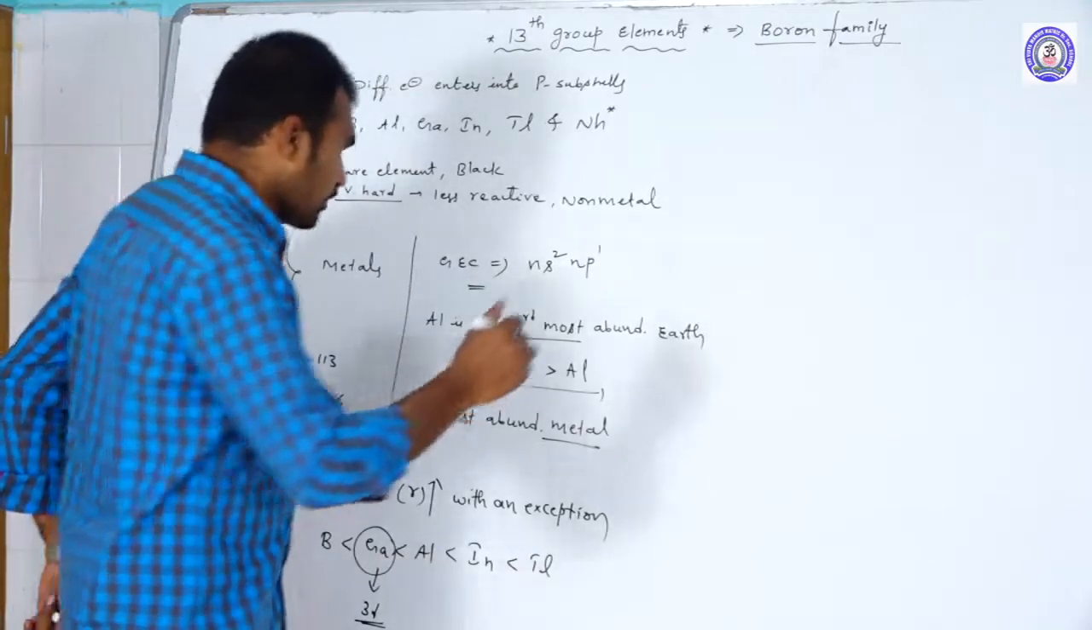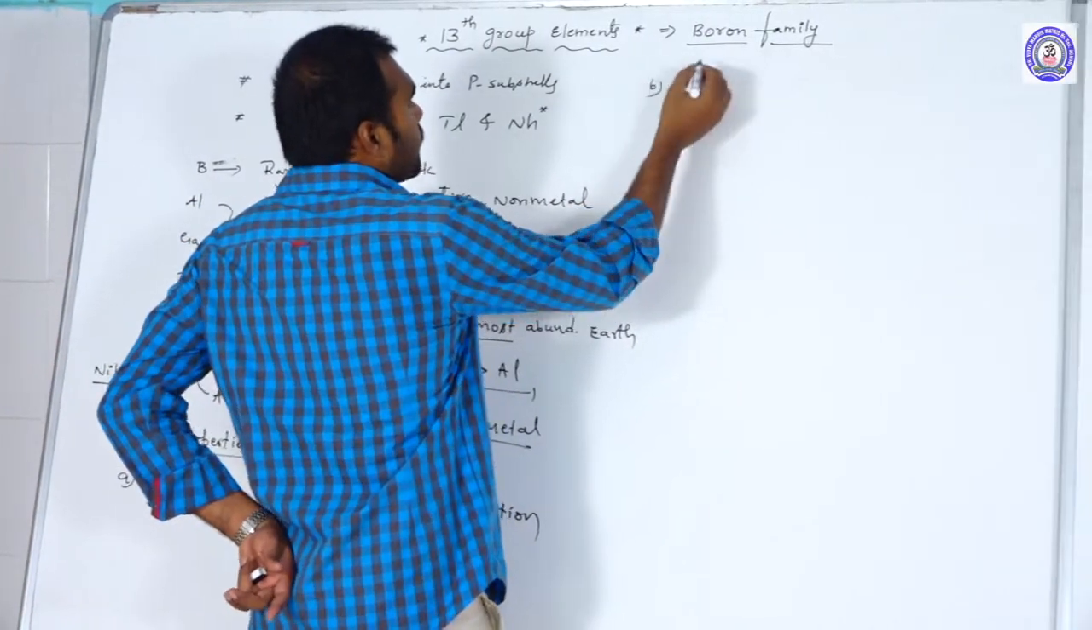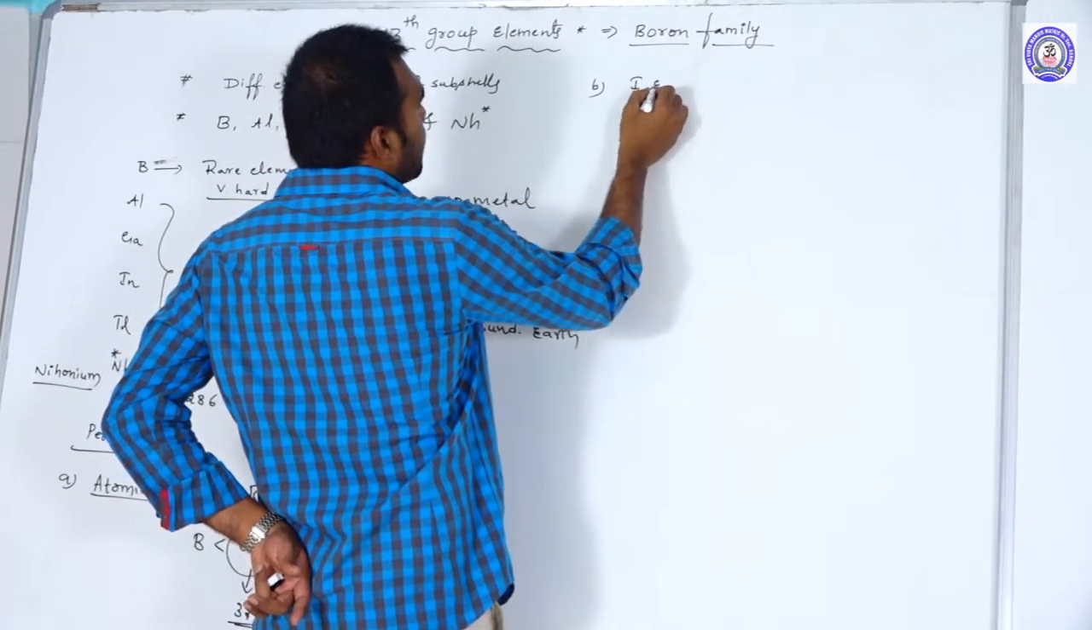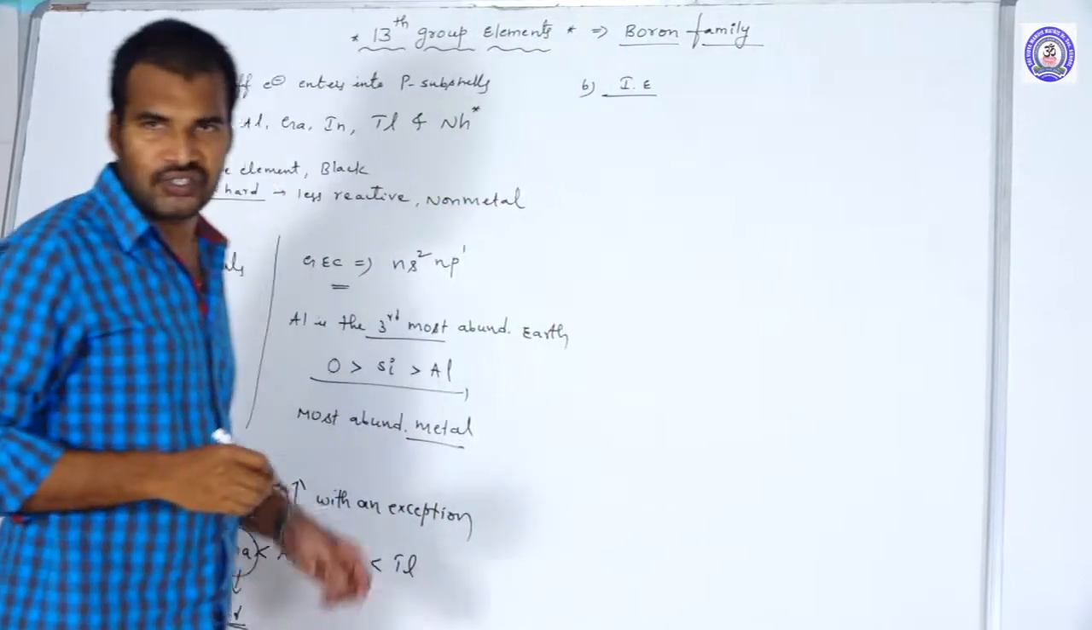Clear? So, next move to the next periodic property, that is ionization enthalpy.